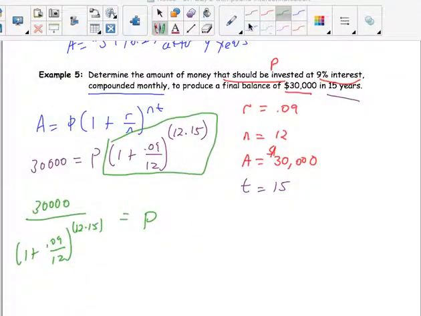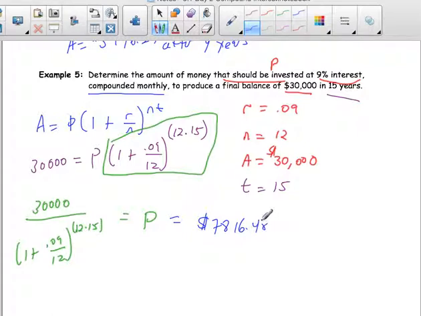So I'll solve this. So P turns out to be equal to $7,816.48. So that's how much money we need to invest at 9% annual interest when it's compounded monthly over a 15-year time period to end up with $30,000.